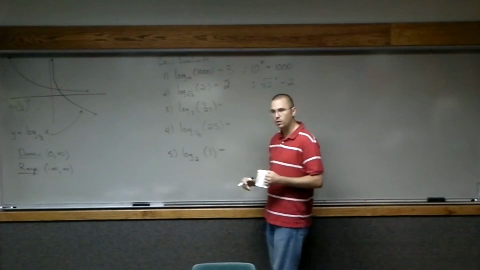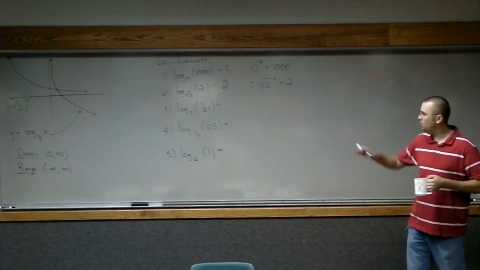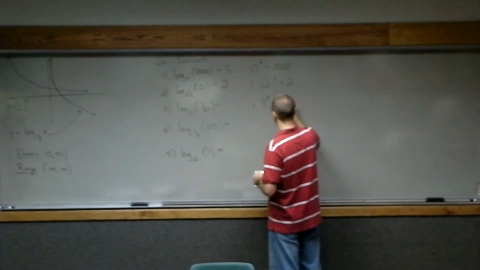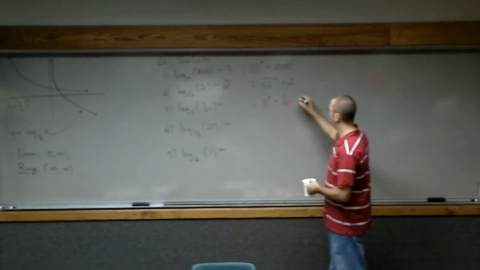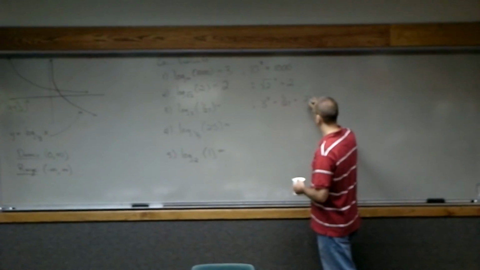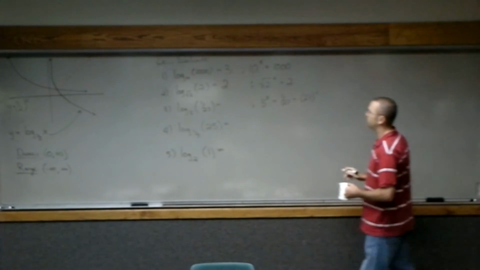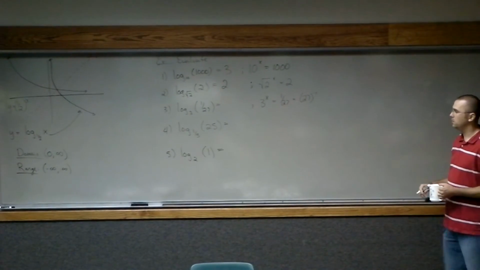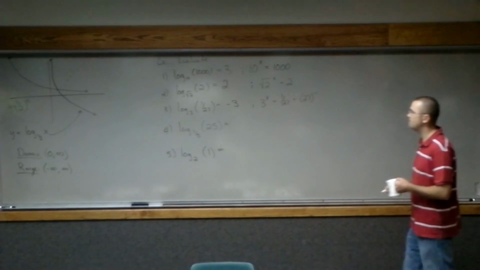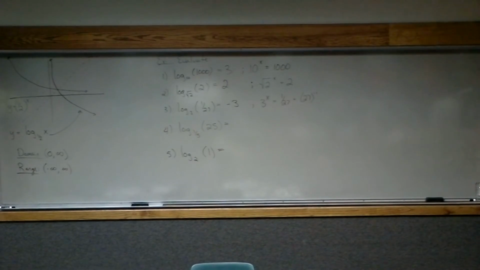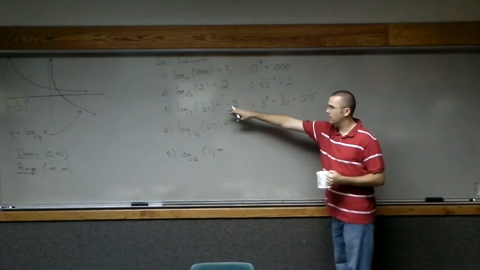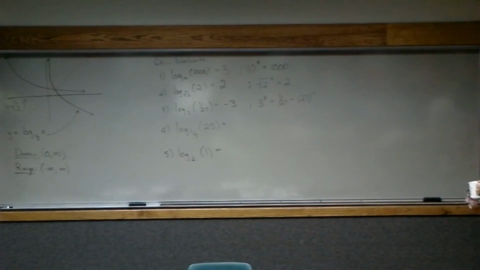Log base 3 of 1 over 27. Okay. This one, if we write it up again, we're looking at 3 to some power equals 1 over 27. If you wanted to, another way of writing 1 over 27 is 27 to the negative first. In doing that, you may be able to see the relationship that this is a negative 3. Okay. 3 to the third power gives us the 27. To get the negative exponent then gives us the negative 3.